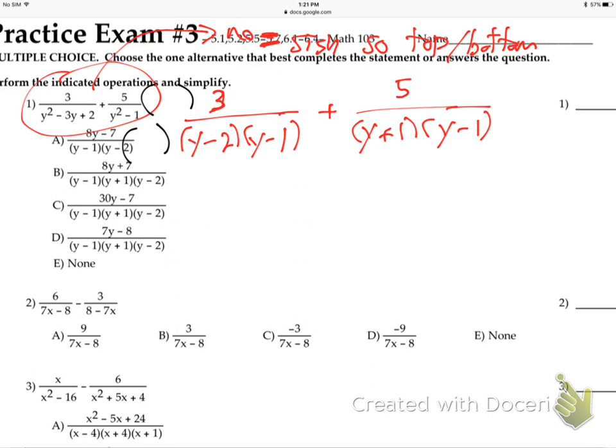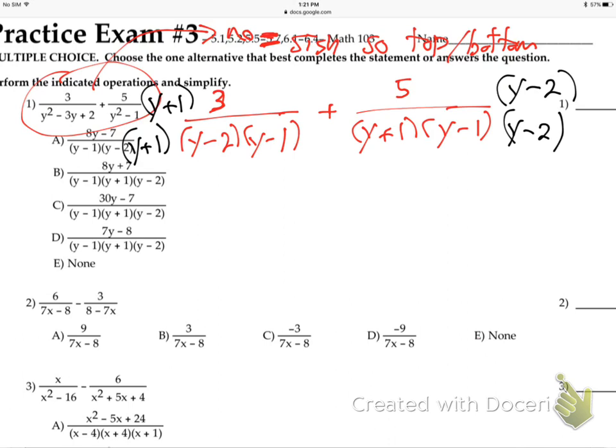Come to this one. What's this denominator? You want to make the two denominators the same, right? What's this denominator missing that the other one has? Y plus 1. Give it to him top and bottom. So I'm doing the same thing top and bottom, balance, so I'm not changing that fraction. And now come to the second one. What's the second denominator missing that the other one has? Y minus 2. Give it to him top and bottom so you don't change anything.